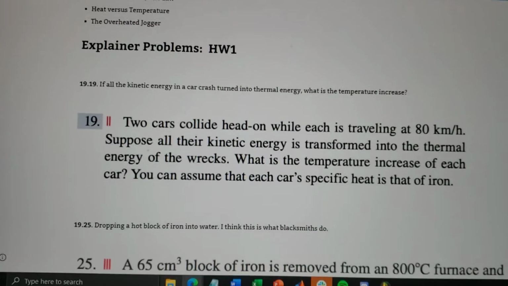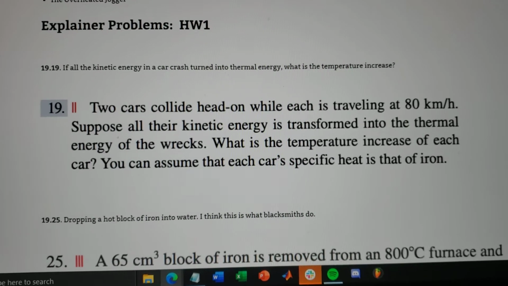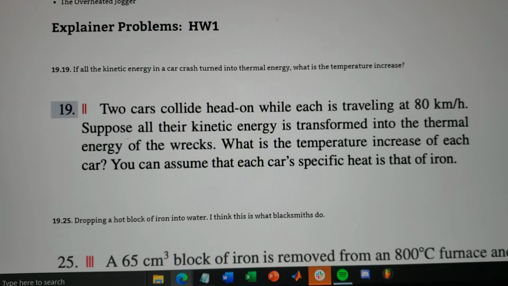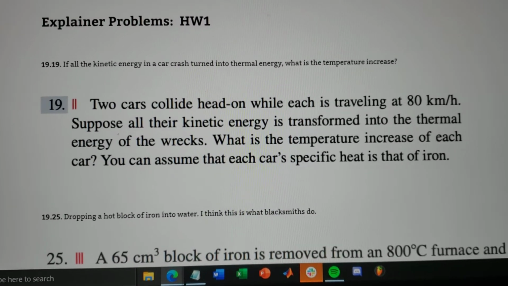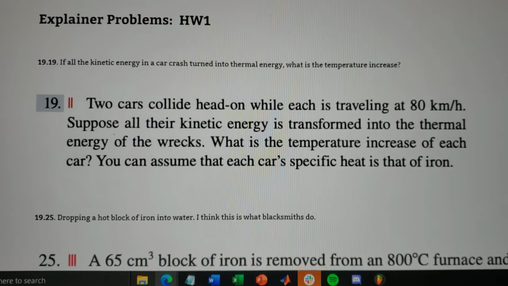Alright guys, this is problem 19.19. The problem says two cars collide head-on while each is traveling at 80 kilometers an hour. Suppose all the kinetic energy is transformed into the thermal energy of the wrecks. What is the temperature increase of each car? You can assume that each car's specific heat is that of iron.